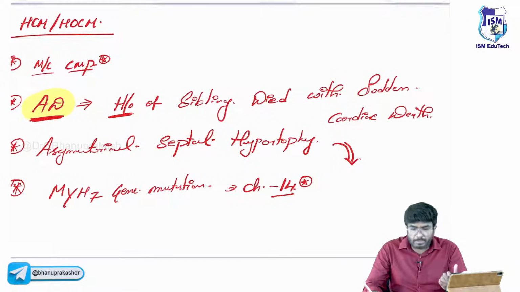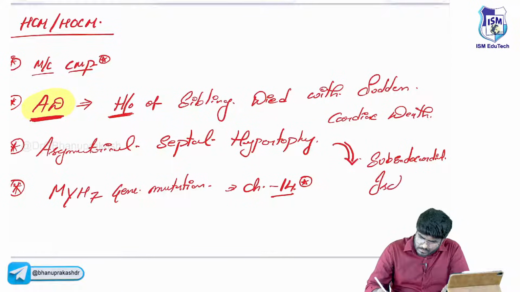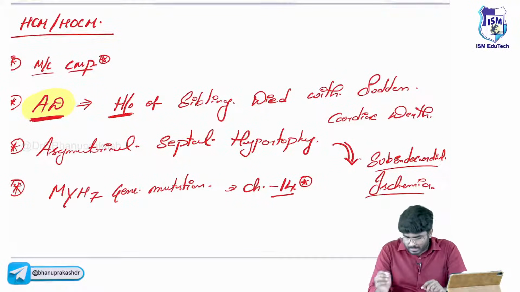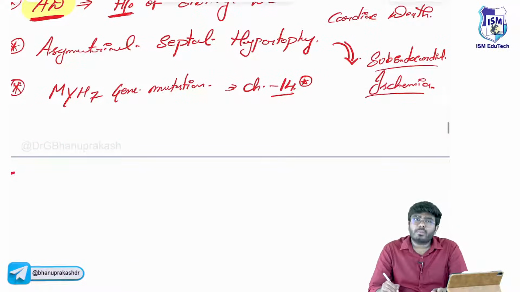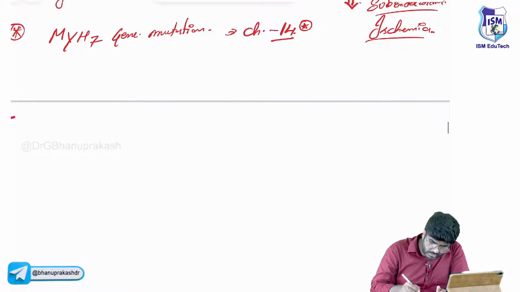So because of this extra muscle, there will be subendocardial ischemia, followed by a possibility of myocardial infarction. So these patients can develop subendocardial ischemia, sir. Now, in hypertrophic obstructive cardiomyopathy, is it a systolic problem or a diastolic problem? Sir, of course it is both systolic and diastolic, but mainly it is diastolic dysfunction.